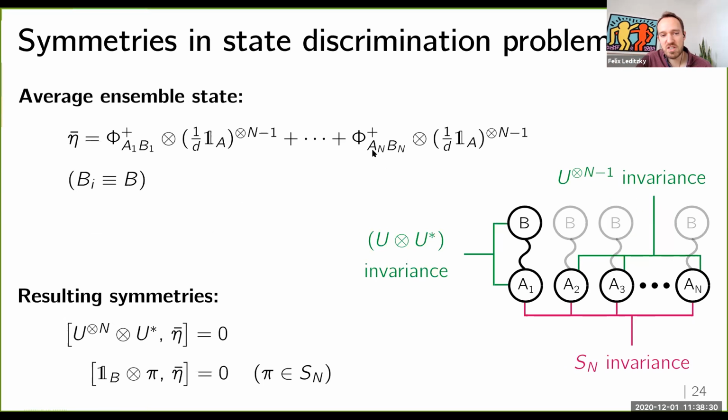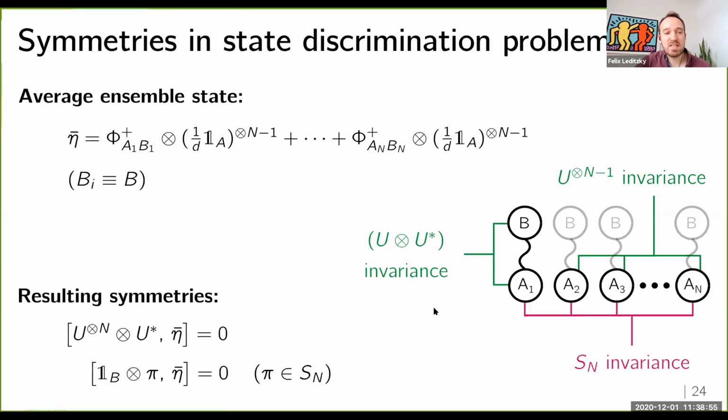Okay, so this is now just kind of like a sum of maximally entangled states between A1 B1 and then A2 B1, A3 B1. All of these B I's are identical to the same B system. So I've just distinguished them here, but in fact it's just the same system. So I have again this unitary invariance. So I get again a U tensor N on A tensor U star on B symmetry.